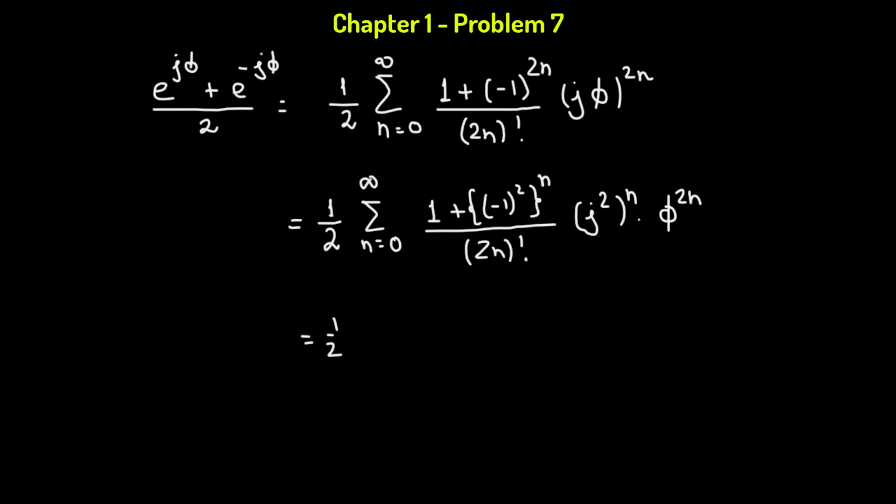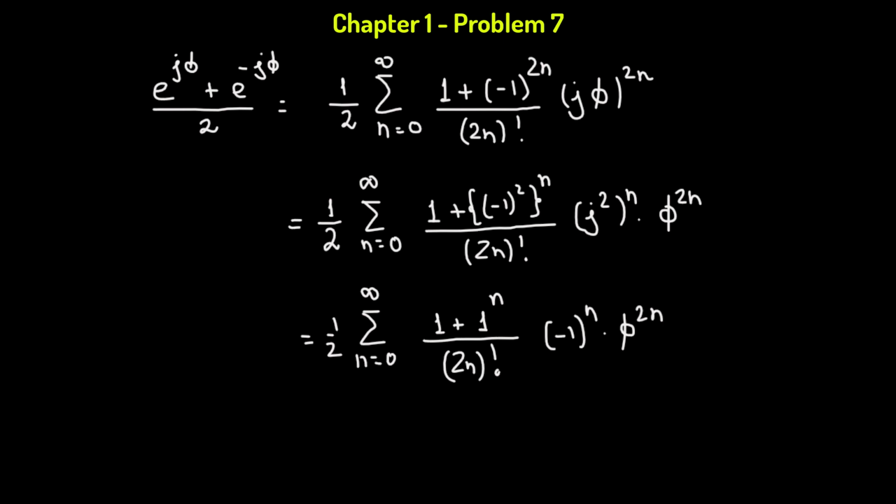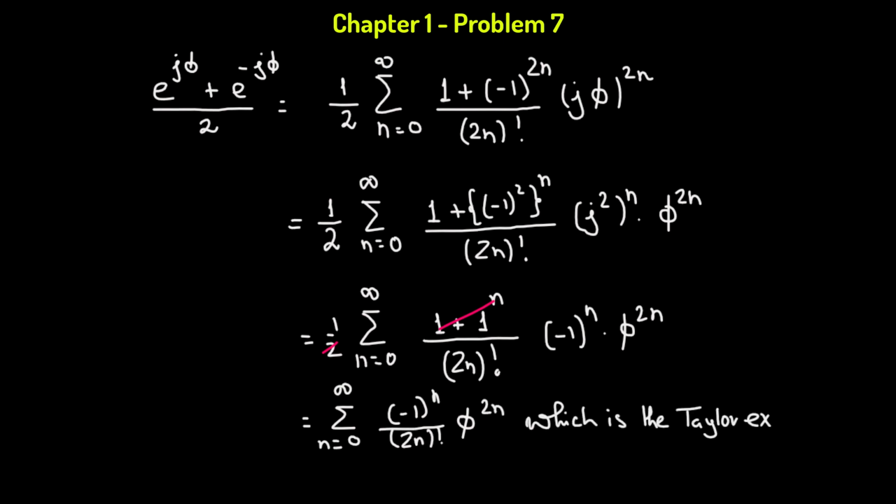So the negative 1 squared will become positive. That gives us half summation n equals 0 to infinity of [1 plus 1] raised to the power of n divided by 2n factorial times j squared, which is negative 1. So we have (negative 1) raised to the power of n times phi raised to the power of 2n. So you can say that the 2 from the numerator and the denominator get cancelled out. So this gives us summation n going from 0 to infinity of (negative 1) raised to the power of n divided by 2n factorial times phi raised to the power of 2n. And this is actually the Taylor expansion of the cosine function.